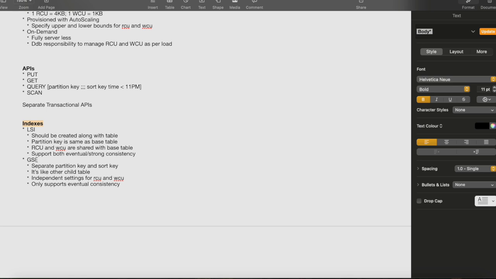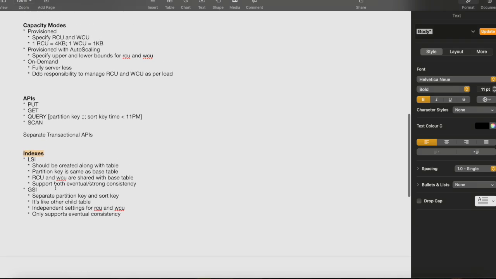So GSI can be created whenever you need them, and then you create a separate partition key and sort key. It is kind of a child table whenever you are specifying a GSI, and there are separate RCU and WCU, so you are billed accordingly. One thing I think I forgot to mention is that DynamoDB can also offer strong consistency.